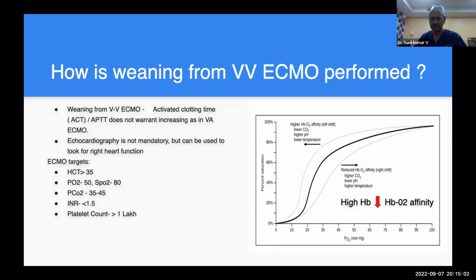And you can see the depicted oxygen dissociation curve. If the patient is hypoxemic on VV ECMO with a high hemoglobin, we can transfuse and keep a hematocrit of about 40 to 45 as well, because high hemoglobin reduces the hemoglobin oxygen affinity, so that at the tissue level there will be more oxygen delivery.